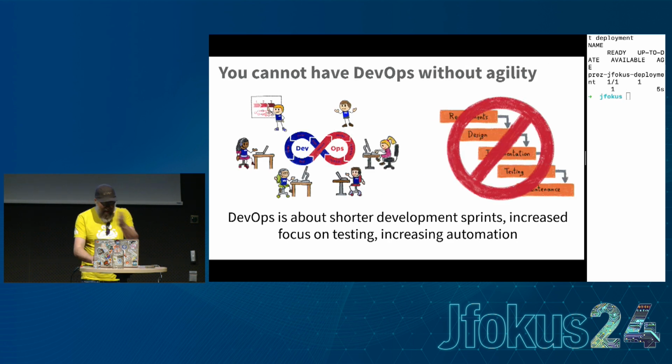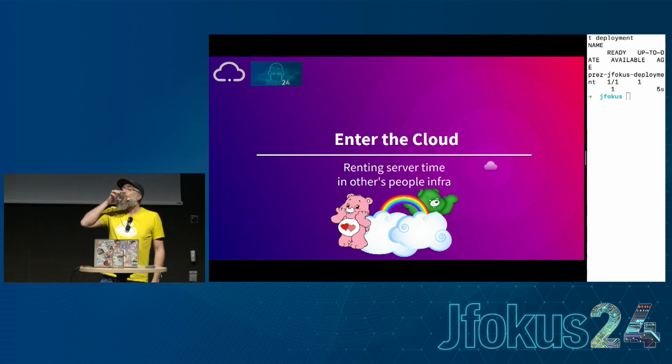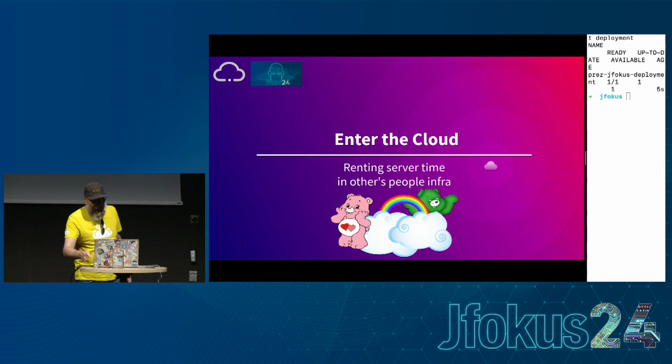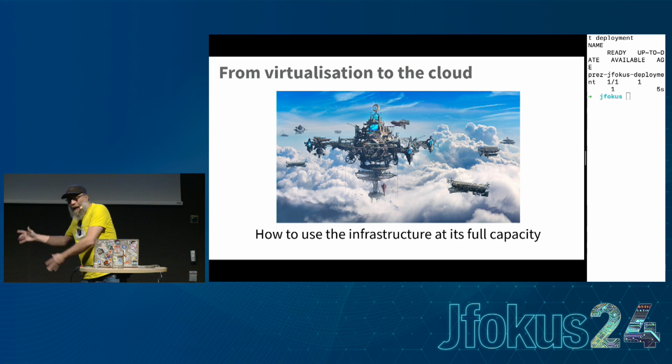Okay, let me skip this one. This one is all agility stuff. The cloud, ooh, the cloud, which is just renting server time in other people's infra. Okay, that's the real definition of cloud, in the end. But that changed a lot of stuff, okay? We moved away from on-prem and slowly moved away from virtualization to the cloud, where we don't have this notion anymore of infra, really, okay? It's the beginning of serverless, okay?